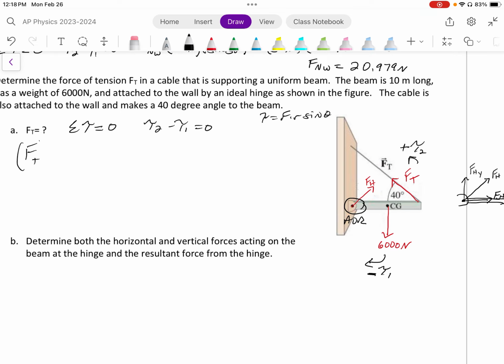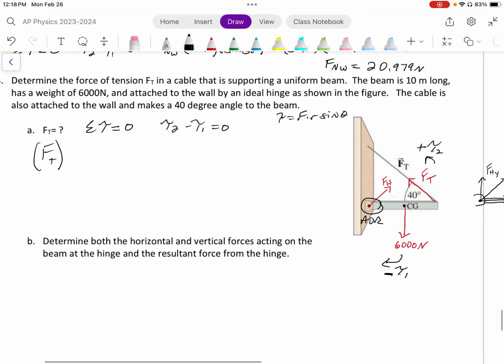Force of tension, there's the force. I don't know it. How far away is this force of tension from the axis of rotation that I have chosen? Well, they told me the beam was 10 meters long. Here it is right here, so I know that. And then I have sine of some angle. The angle is actually the 40 degrees. That is the angle between that r vector and the force of tension vector.